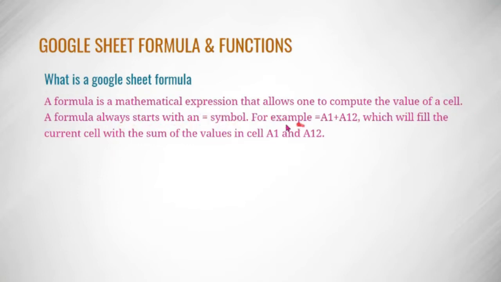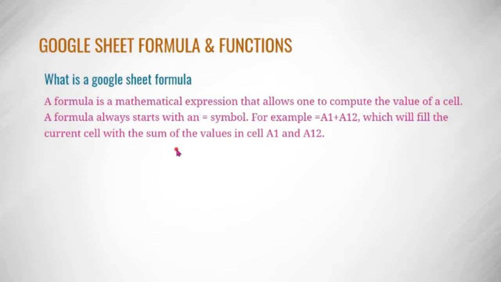For example, =A1+A12 will fill the current cell with the sum of the values in cells A1 and A12. Now see here, whenever you are writing an equal symbol in a Google Sheet cell, it means that you are writing a formula.